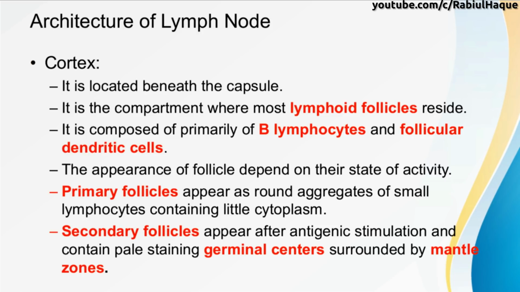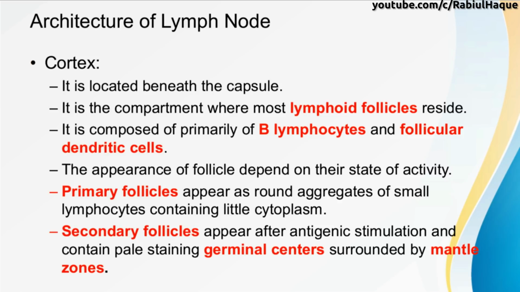It is composed primarily of B lymphocytes and follicular dendritic cells. So always remember these two names, B lymphocytes and follicular dendritic cells. They are mainly found in the cortex. The appearance of follicles will again depend on their state of activity. And now we will talk about primary follicles and secondary follicles.